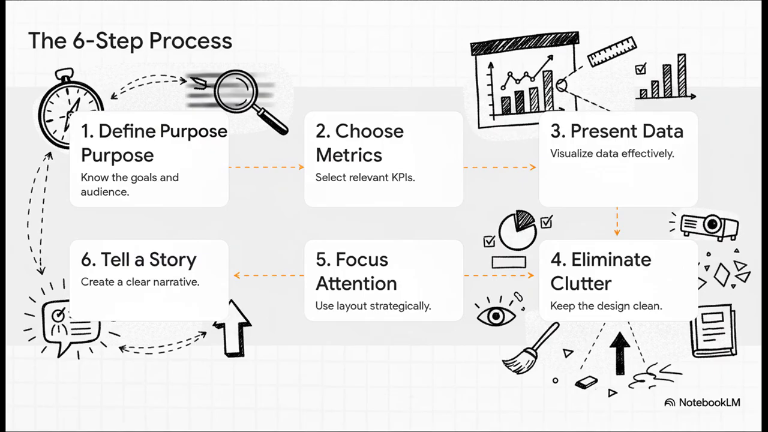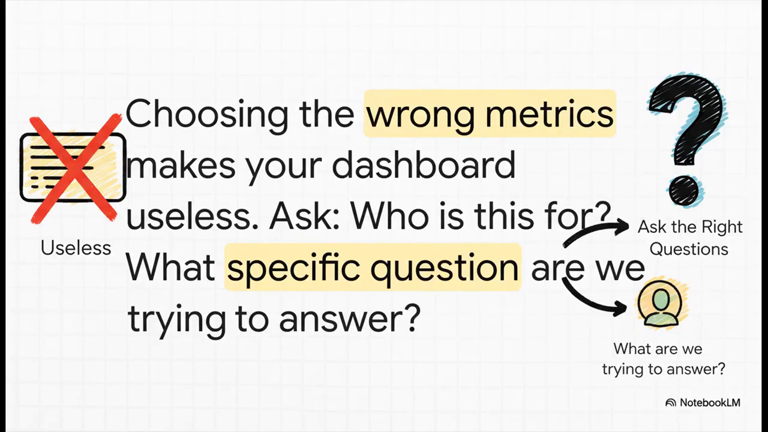And here's the roadmap. It all starts with defining your purpose. Then you choose the right metrics, present them effectively, get rid of all the visual clutter, use your layout to focus attention, and finally, you tie it all together to tell a clear story. I've got to pause here for a second, because this step is everything. It is absolutely make or break. If you choose the wrong metrics, I don't care how pretty your dashboard is, it's useless. You have to ask yourself, who is this for? And what specific question are we trying to answer with it?